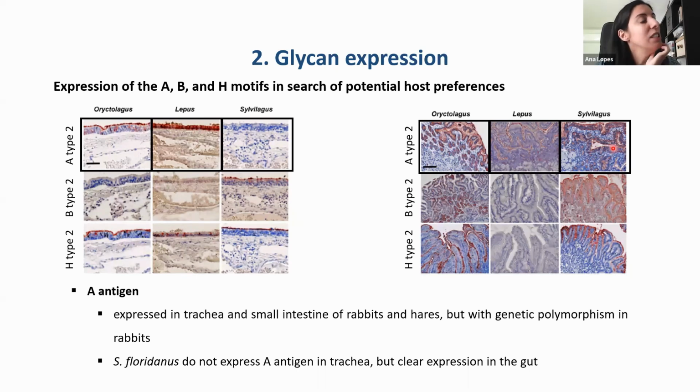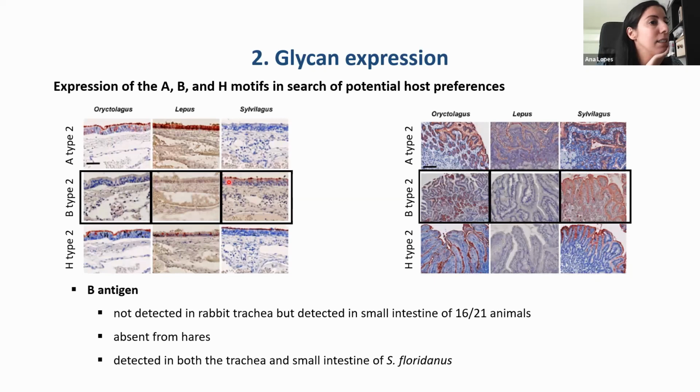For the B antigen, it is not detected in rabbit trachea, but it is detected in the duodenum. For Sylvilagus, it is detected both in trachea and in the gut. However, for hares, it is not present at all, either in trachea or in duodenum.